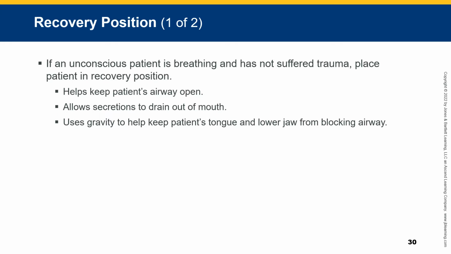The recovery position helps keep the patient's airway open by allowing secretions to drain out of the mouth instead of draining into the trachea. For instance, people who are unconscious because their stomach is not functioning will very often vomit. So if they're in the recovery position, the vomit will drain from their mouth rather than them accidentally aspirating it or breathing it into their lungs, which is very dangerous. Also, the recovery position uses gravity to help keep the patient's tongue and lower jaw from blocking the airway.